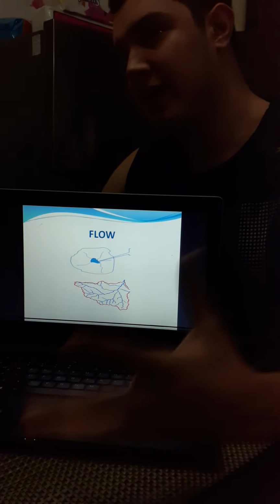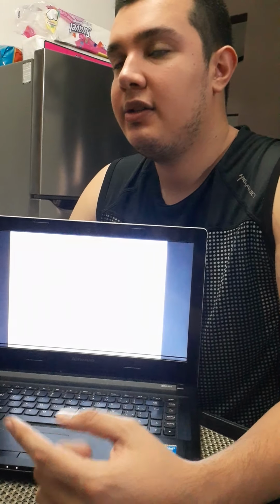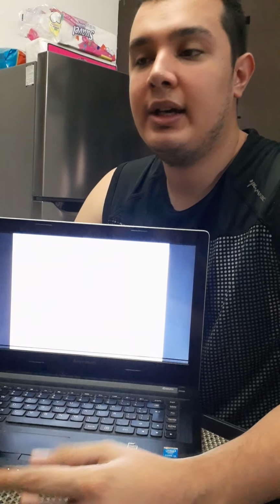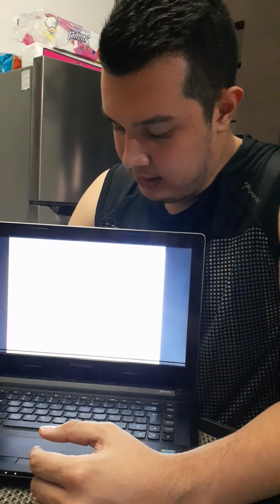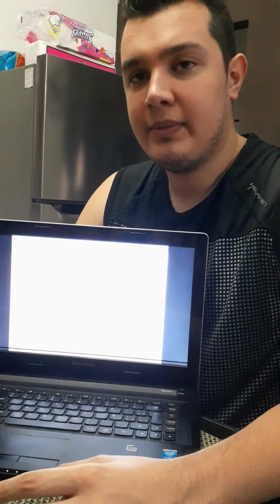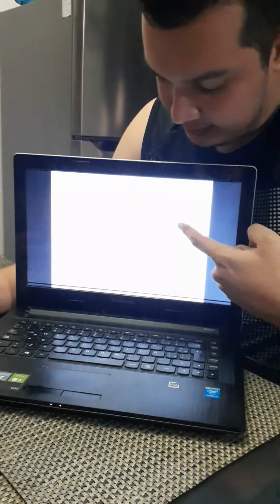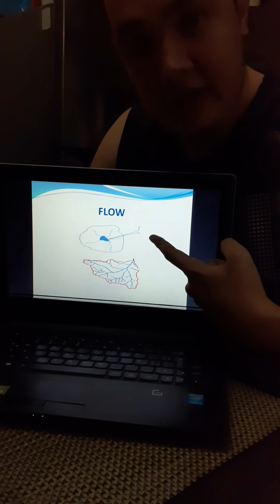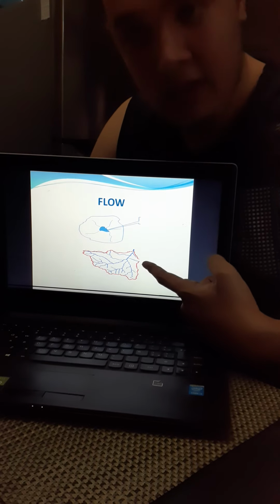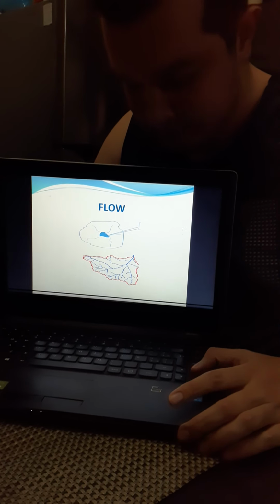And the other is the hydrological basin. The hydrological basin considers surface runoff and underground runoff in the analysis. This is the watersheds, and this is the hydrological basin.